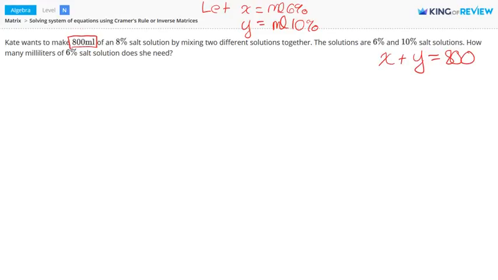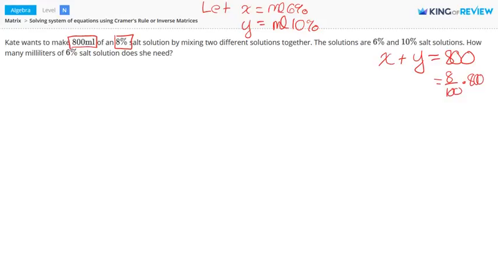Now let's take a look at this other piece of information. She wants the final concentration to be 8%. So how do we write 8%? Well, 8% is the same thing as 8 over 100. So she wants a total of 8%, so 8 over 100 times the total volume, which is 800. So 8% times the total volume of 800.